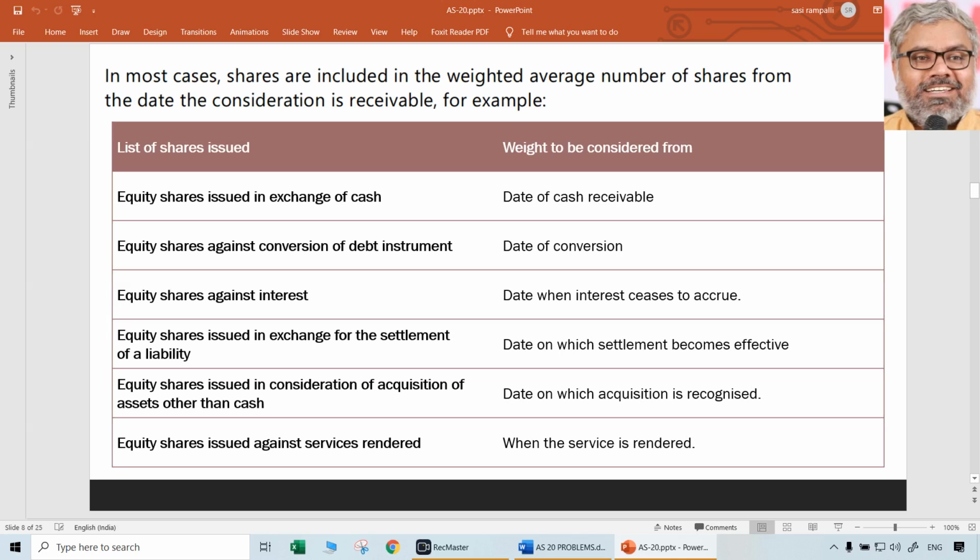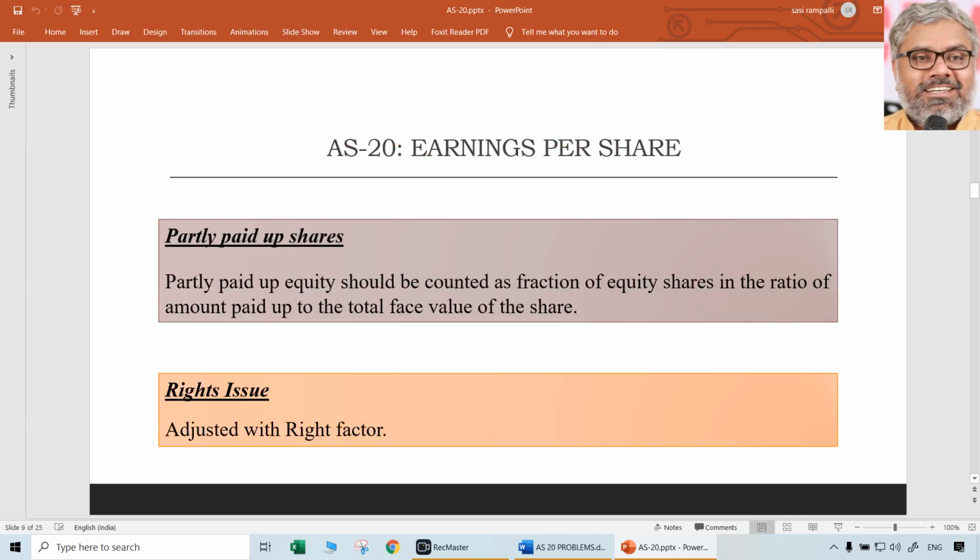And another important theoretical question that we discussed was in relation to the starting date from which the weight has to be calculated under different circumstances, other than just shares issued for cash. Maybe shares are issued in different situations, and in those situations how the weight has to be calculated, from which date the weight has to be calculated. And in case of partly paid up shares, we have to just take the fraction of paid up value divided by face value. And in case of rights issue, we have to multiply the shares with the rights factor.